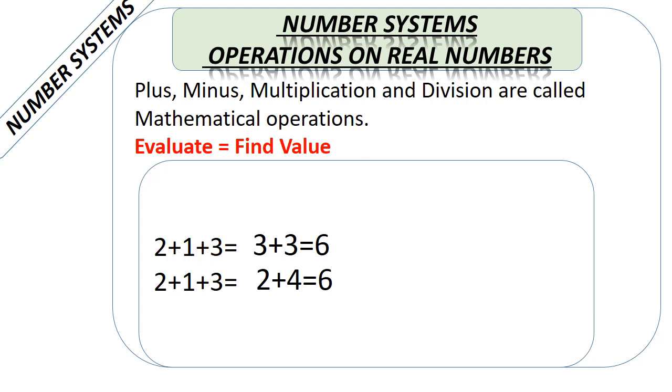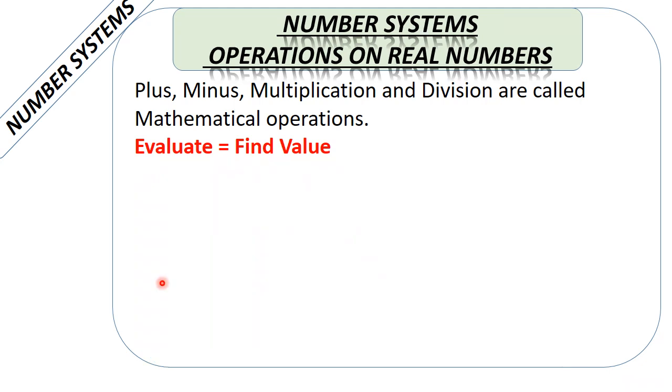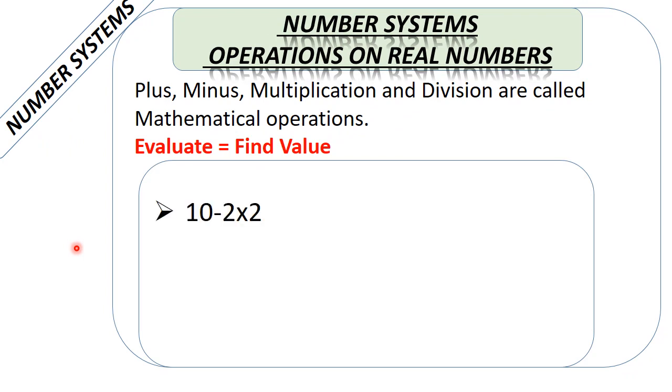So let's look at another example. So how do we tackle this one? 10 minus 2 times 2. So there are two different mathematical operators here, the minus and the multiplication. So just like in the previous example, I'll start with the one on the left-hand side.